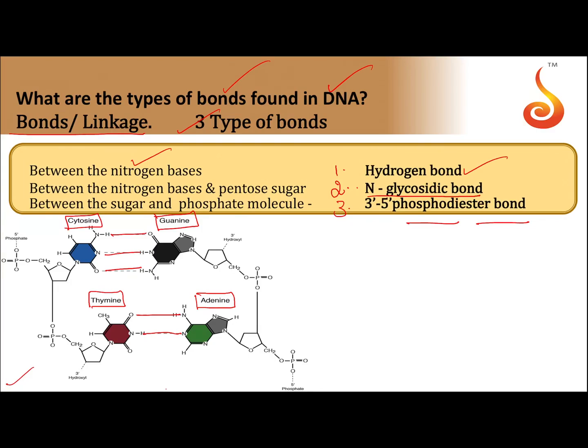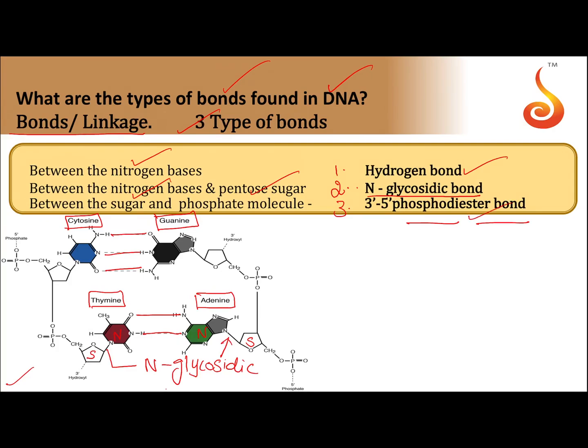The second bond is the N-glycosidic bond. The N-glycosidic bond is present between the nitrogen base and pentose sugar. This is the pentose sugar. This nitrogen base joins with the help of N-glycosidic bond. In the same manner, this pentose sugar and nitrogen base join with the help of N-glycosidic bond.